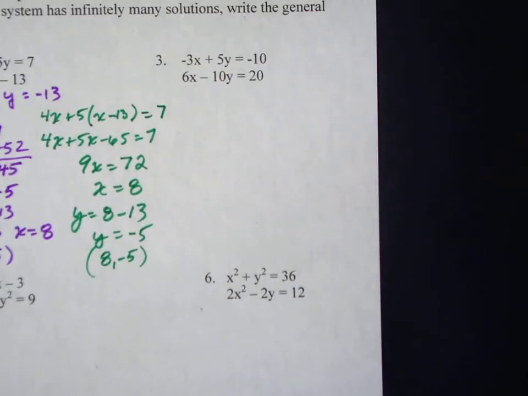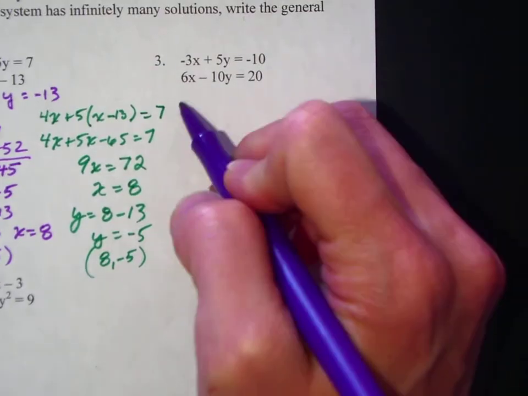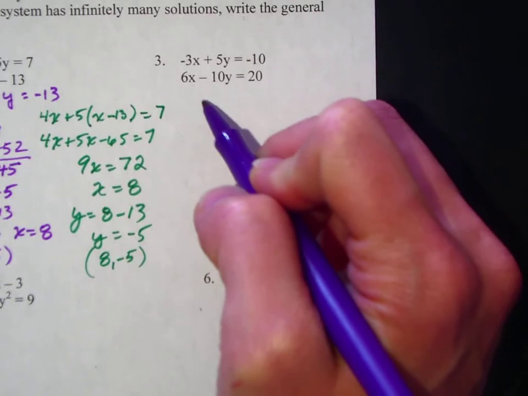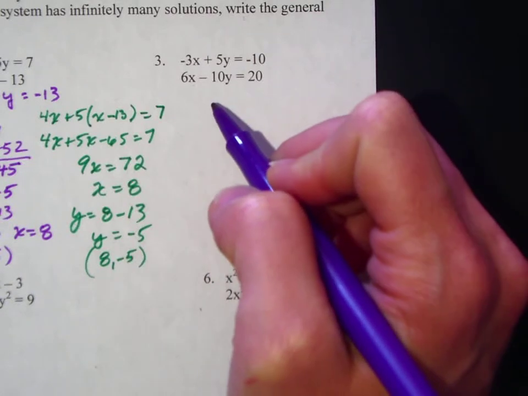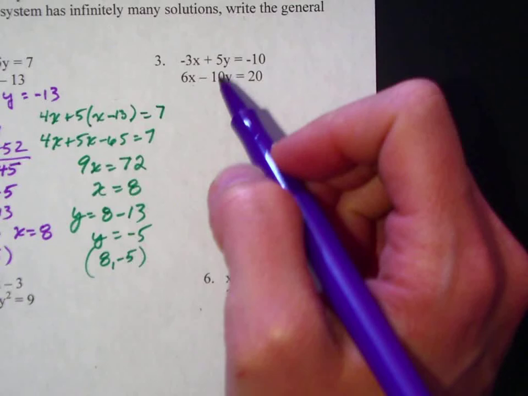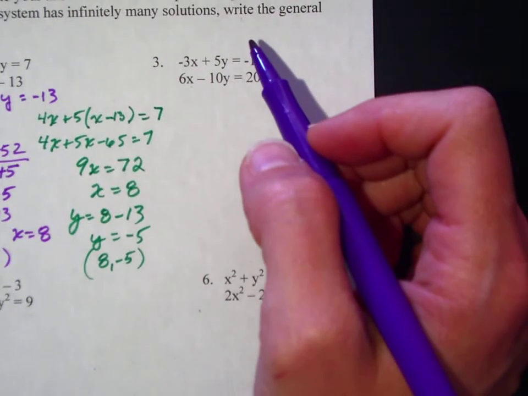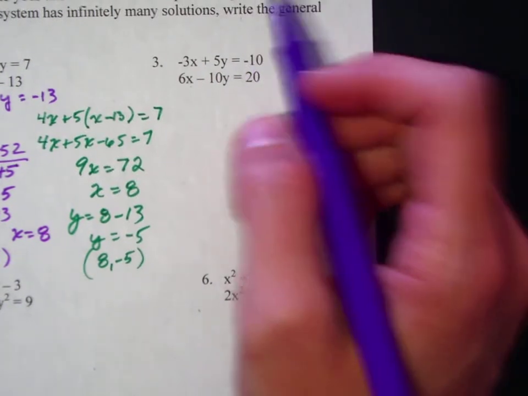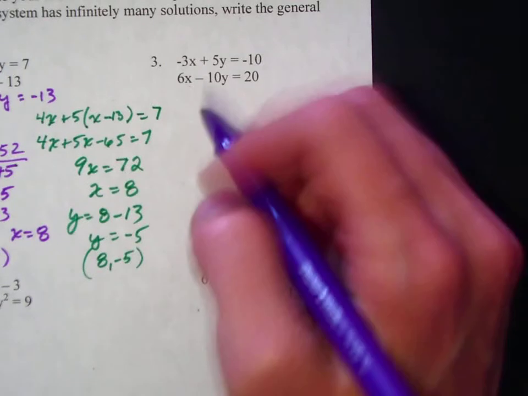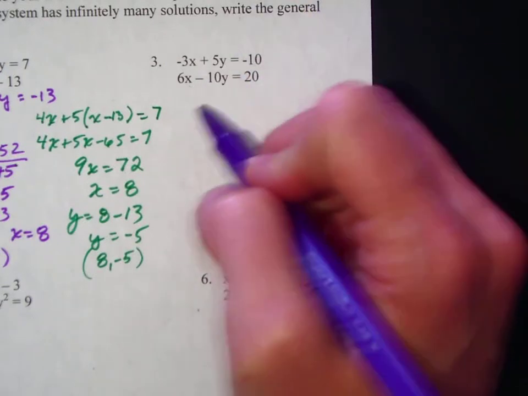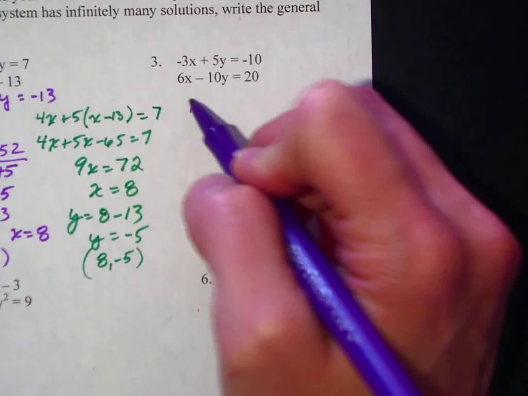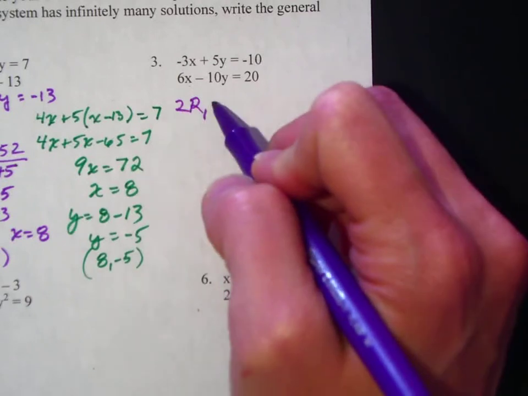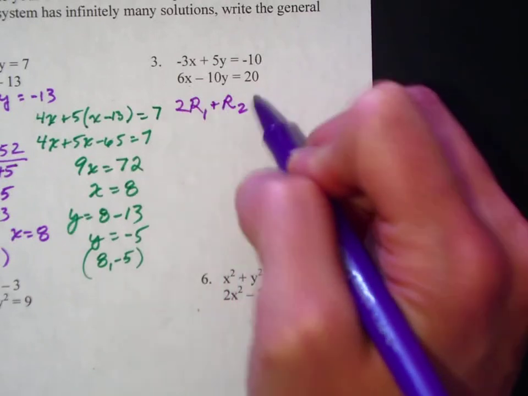Okay, number 3, I would do elimination. For number 3, number 3 would be kind of a disaster to do substitution. Number 3, I'm only going to do elimination. So for number 3, we have twice row 1 plus row 2.